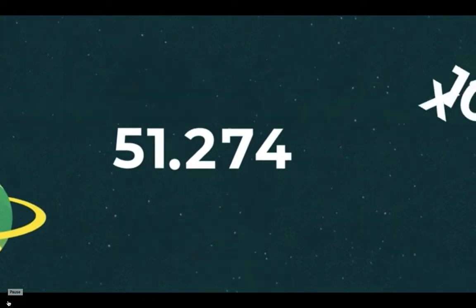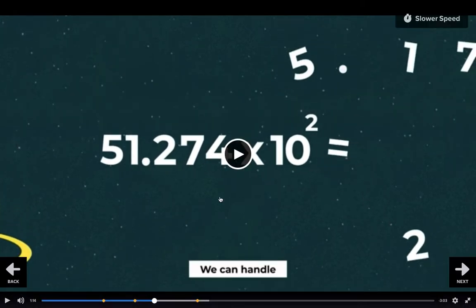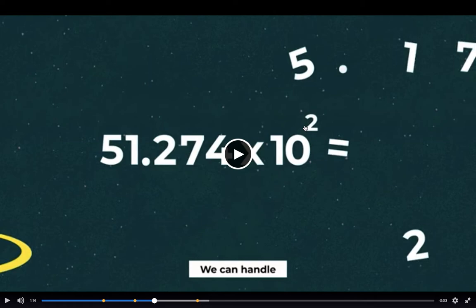51.274 is our example. Multiply by 10 to the second. I don't want you to see what the answer is. 51.274, or 51 and 274 thousandths, times 10 squared. 10 squared is 10 times 10, so that's 100. But when I'm working with decimals, I can use my exponent right here, my 10 to the second. That too tells me how many places I have to move my decimal point over. When I multiply, I slide it this way too.